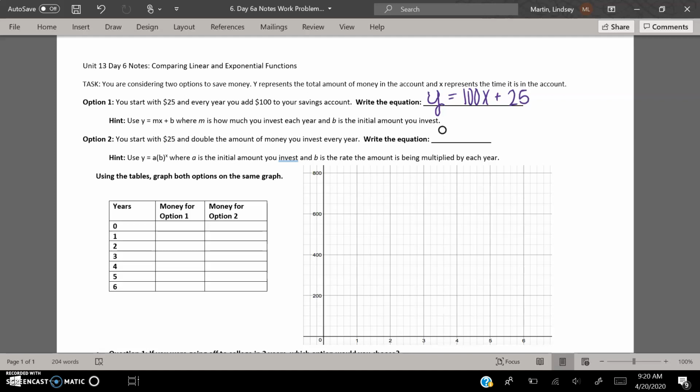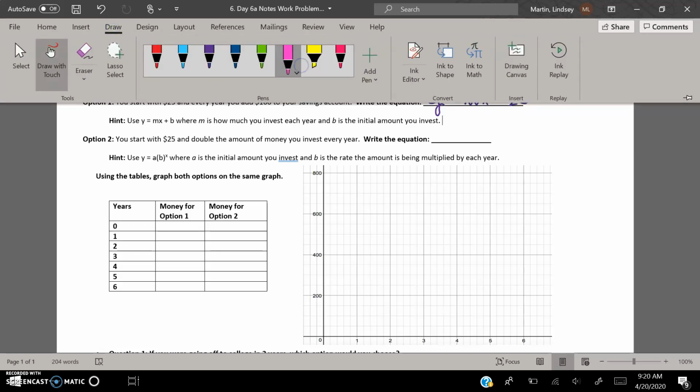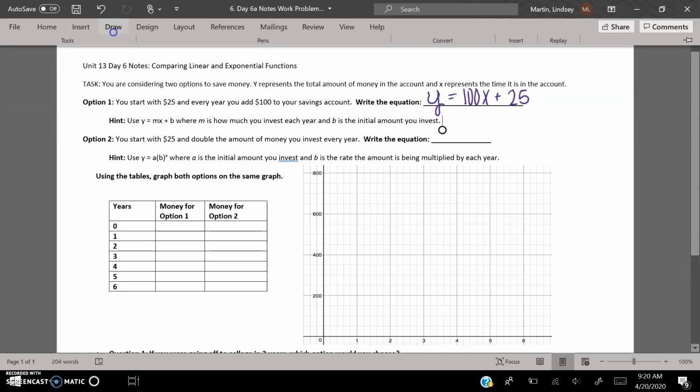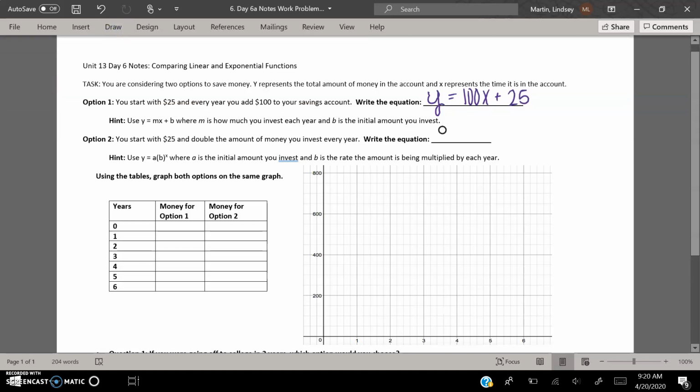For option number 2, we start with $25 and double the amount of money that we invest every year. Remember when we were talking about exponential functions, we had the keywords that would let us know if we had an exponential function. We have one of those keywords here, and it's double. So we know that we'll be using this form for exponential.